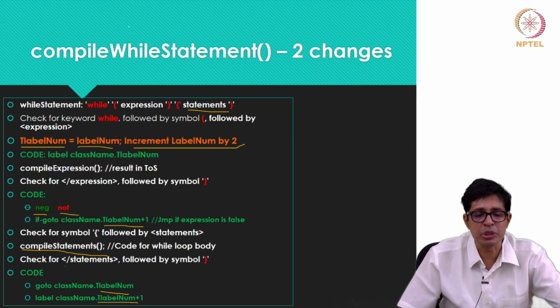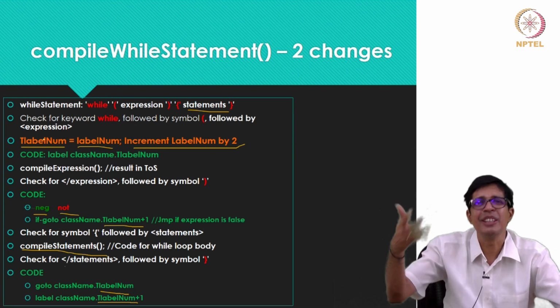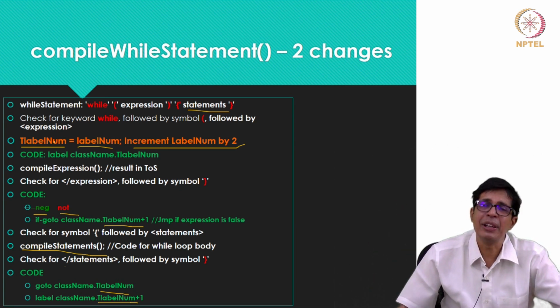Similarly, you should do the same thing in while statements. Again, in the while statement, this neg, replace it by not, and then t label num is equal to label num, increment label num by 2. Again, it is a local variable. So, every time compile while statement or compile if statement is called, this t label num will have its fresh avatar.